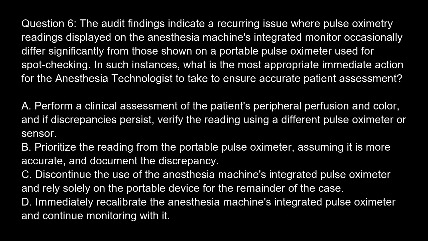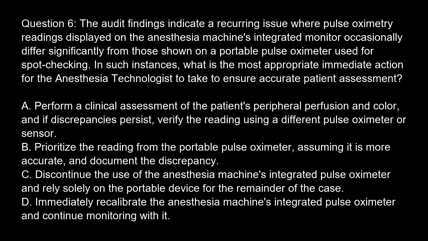Question 6. The audit findings indicate a recurring issue where pulse oximetry readings displayed on the anesthesia machine's integrated monitor occasionally differ significantly from those shown on a portable pulse oximeter used for spot checking. In such instances, what is the most appropriate immediate action for the anesthesia technologist to take to ensure accurate patient assessment? Option A. Perform a clinical assessment of the patient's peripheral perfusion and color, and if discrepancies persist, verify the reading using a different pulse oximeter or sensor.